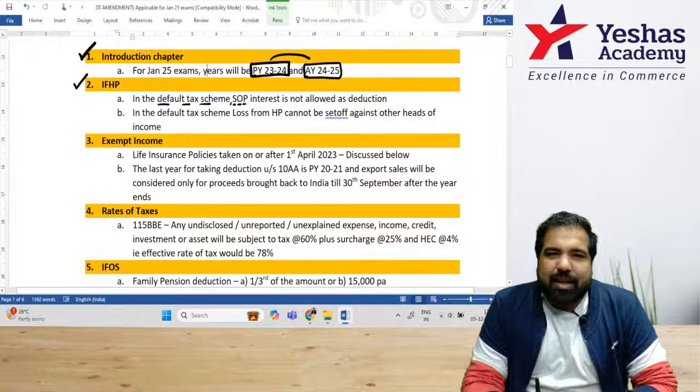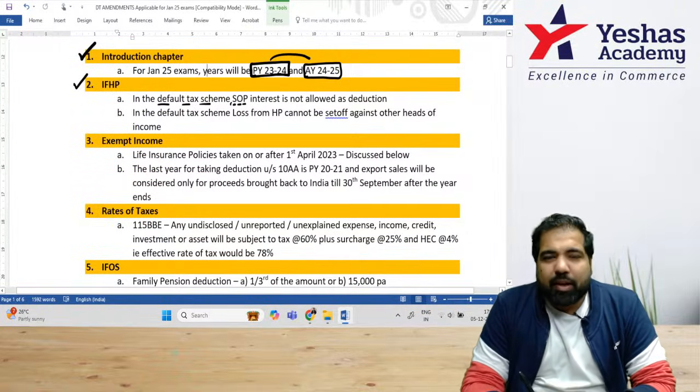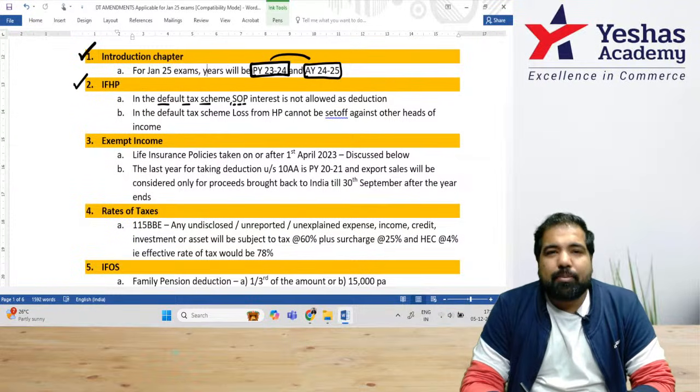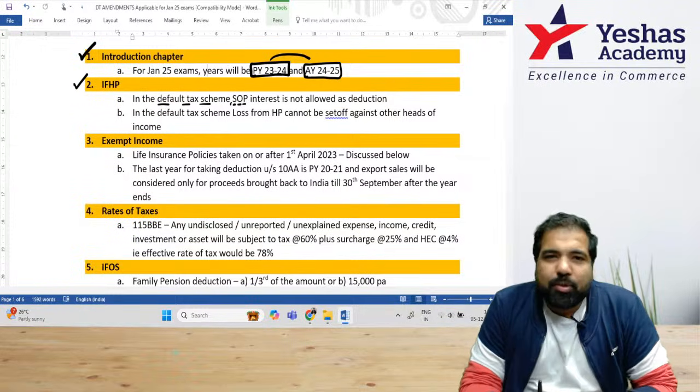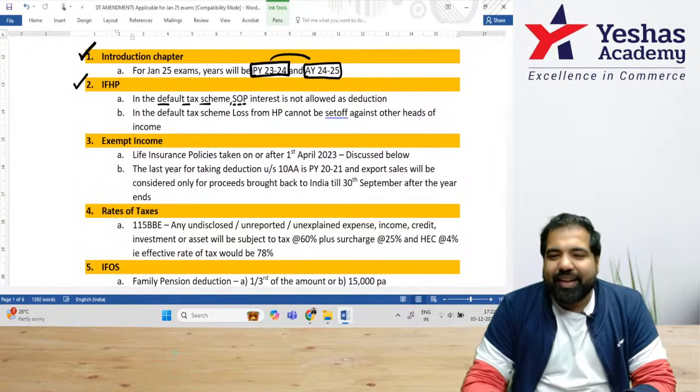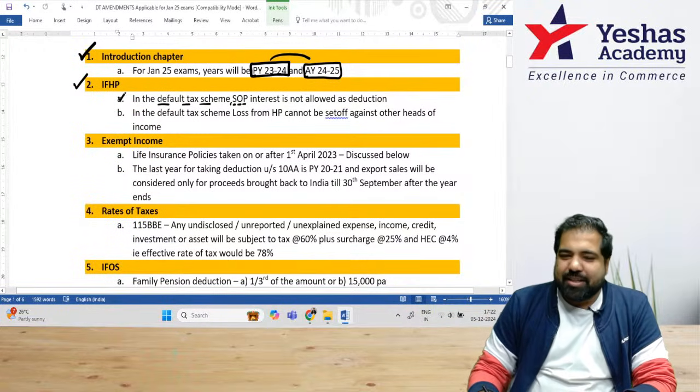Now, how will this come in the exam? In the exam, if they say Mr. A is opting for the default tax regime under section 115BAC and he happens to have an SOP, then all the numbers in that SOP will be zero. So that is something that is very easy now.